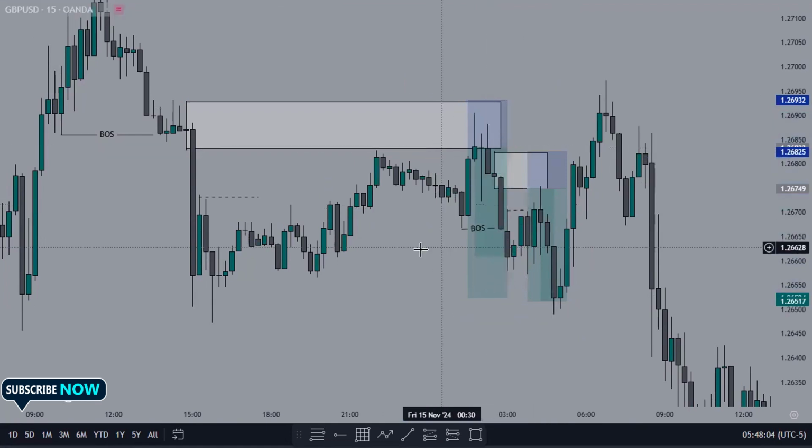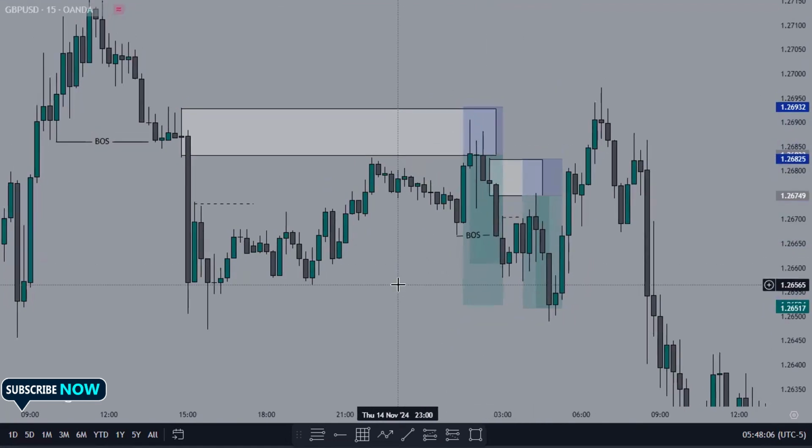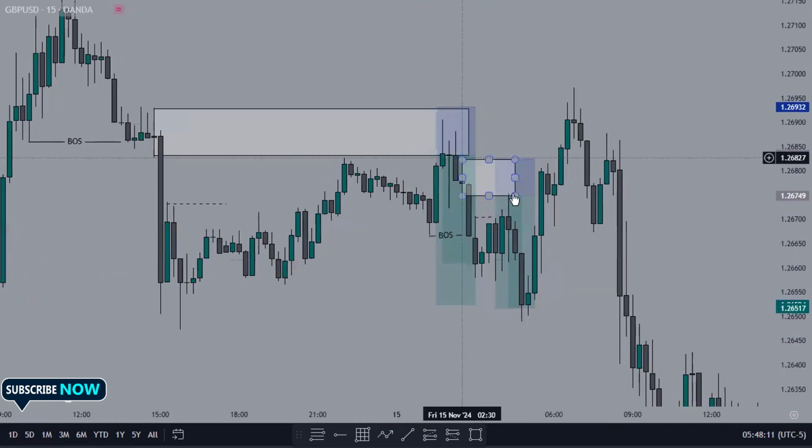I posted this trade in my group, I think. If you're in my Telegram group, I think I posted this trade and another trade on CAD JPY. All right. Now, this is my trade.